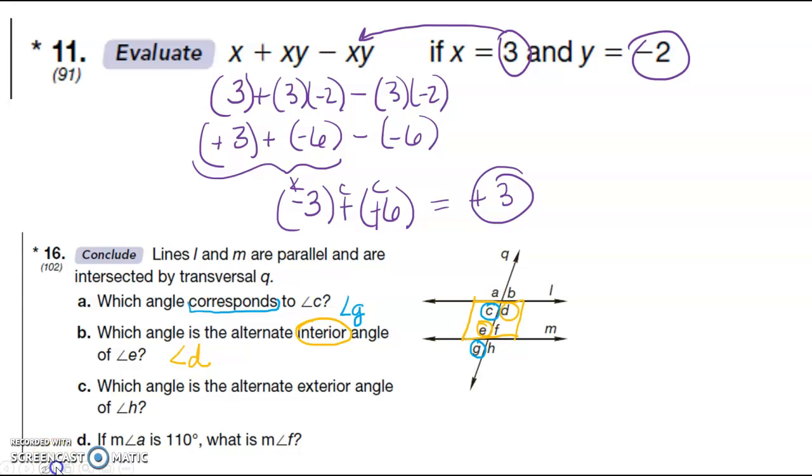Okay, let's pick a different color. Alternate exterior means it's going to be outside the box. So these are exterior angles and these are exterior angles. Alternate to H is angle A. And it says if angle A is 110, what is F? Okay, so if A is 110, I know D is 110. I know E is 110. So I'm going to do 180 minus 110, and I get 70 degrees for F.